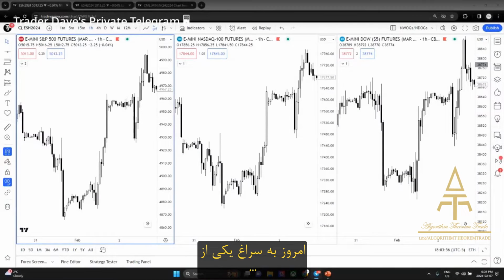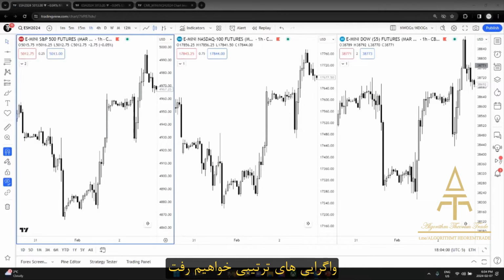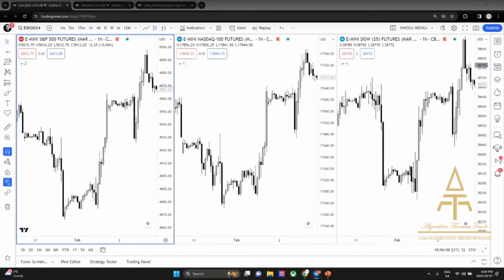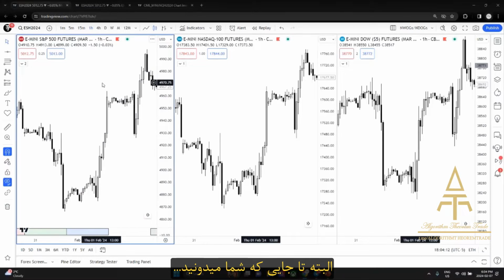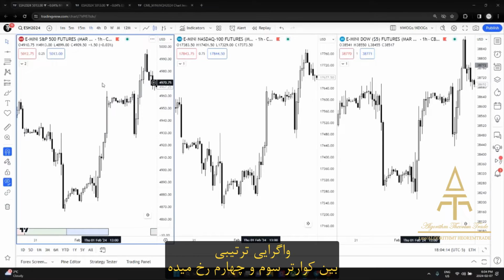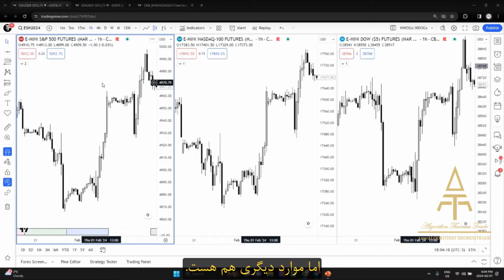Hello, so today I will be going over one of the sequential SMT divergences that I have introduced. As far as you guys know, sequential SMT occurs between Q3 and Q4. But yes, there are others. There's a good number of them, right?